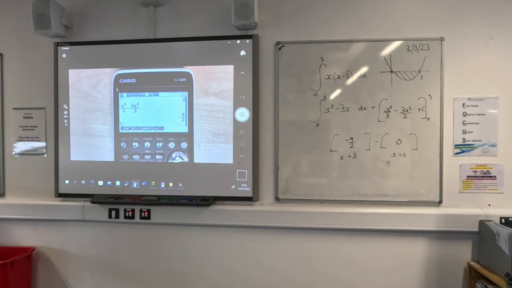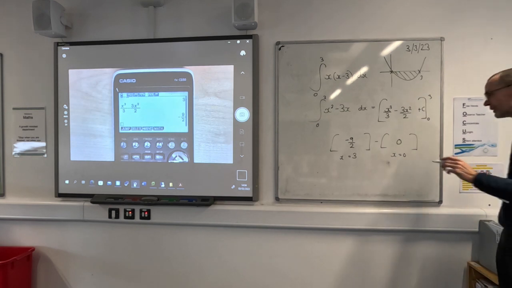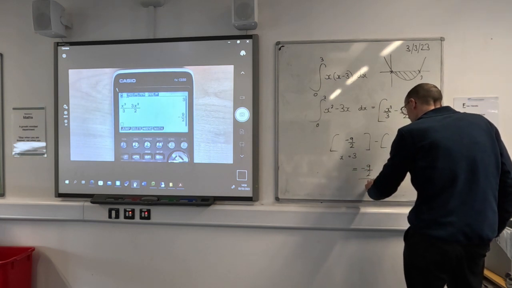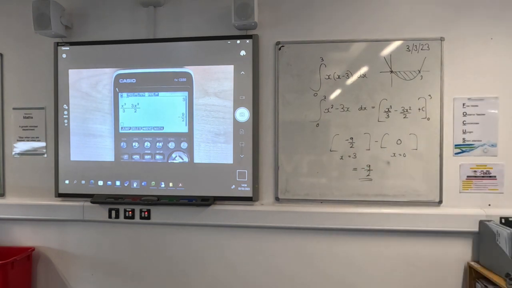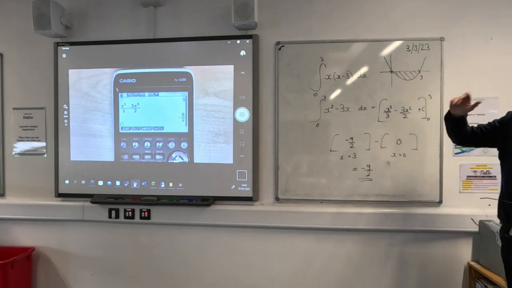Yes, Oliver? Because it's an area, does it matter, because it's below the x-axis, does it matter whether it's negative or positive? You've noted the difference in this answer to all the answers we had in our last lesson. Our answer is negative. And the reason it is negative is because we're dealing with an area underneath the axis rather than above the axis.